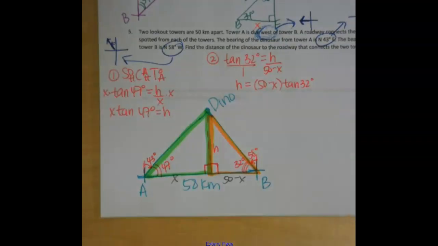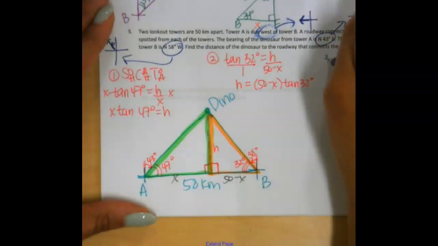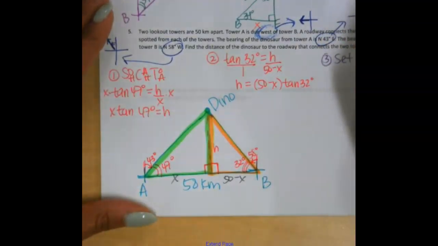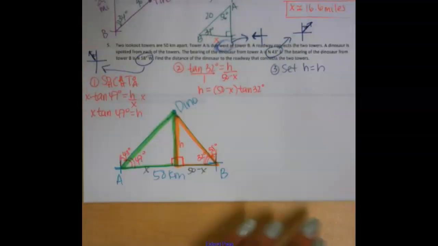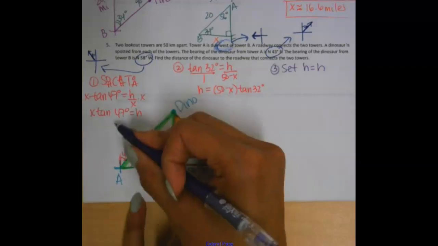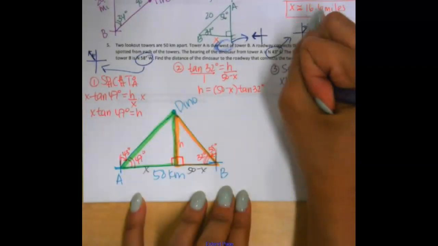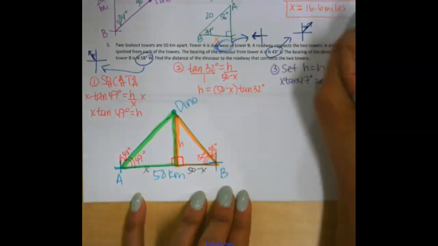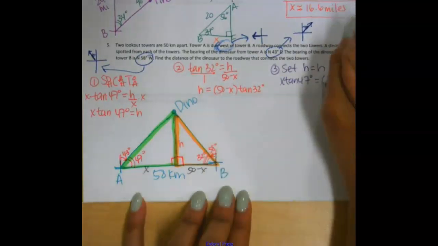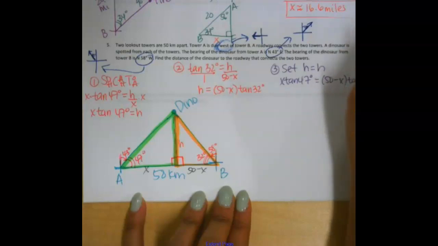What can I do now? Set h equal to h. Both of those equations, set them equal. Good job. So this first h over here to the left, I'm going to make x tangent of 47. And remember, that x is being multiplied, is equal to the other h, which is (50 minus x) tangent of 32.